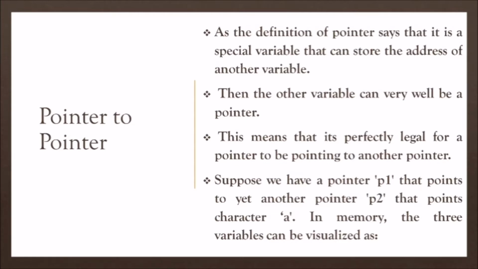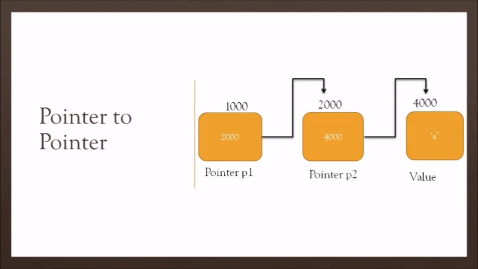Okay, so as the definition of pointer says that it is a special variable that can store the address of another variable, then the other variable can very well be a pointer. This means that it's perfectly legal for a pointer to be pointing to another pointer. So suppose we have a pointer p1 that points to yet another pointer p2, and that points to a character a. So in memory, the three variables can be visualized as follows.